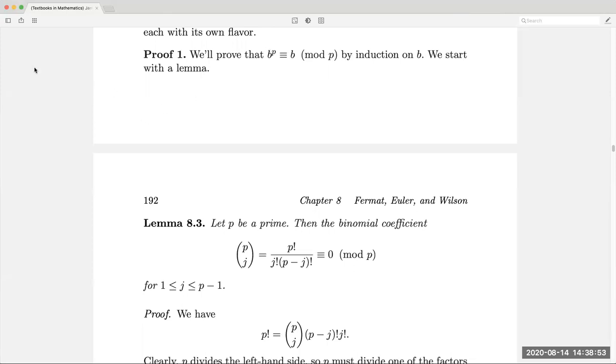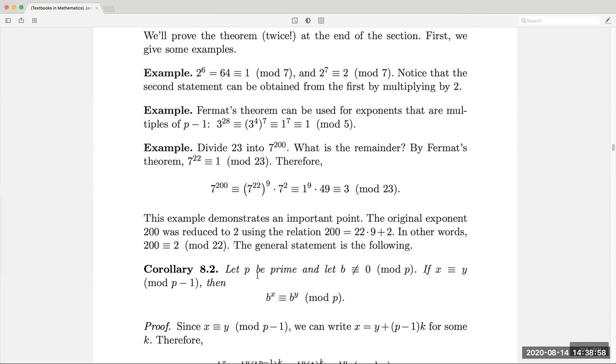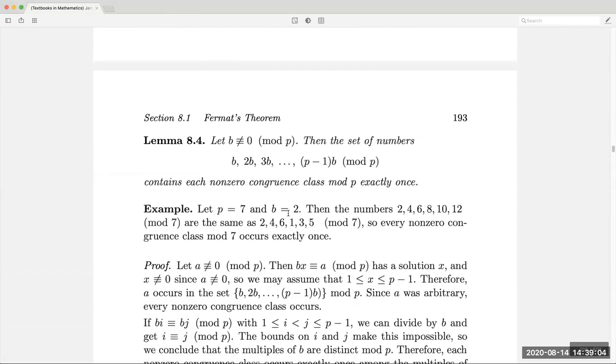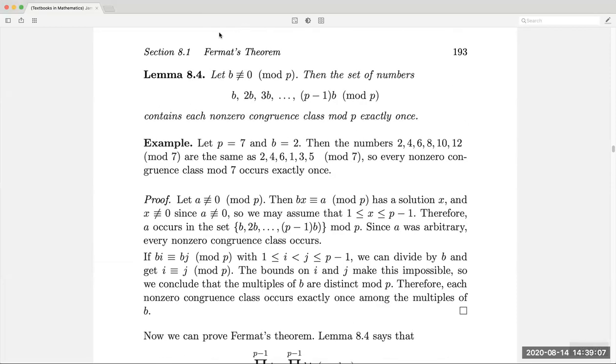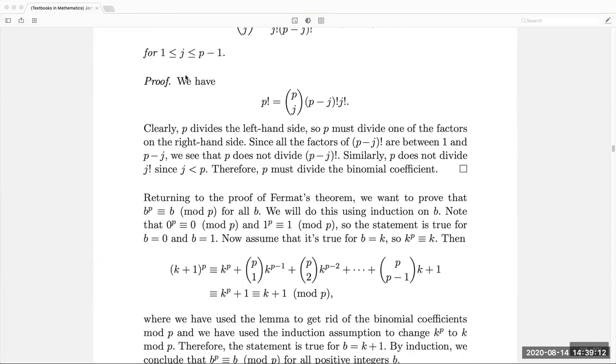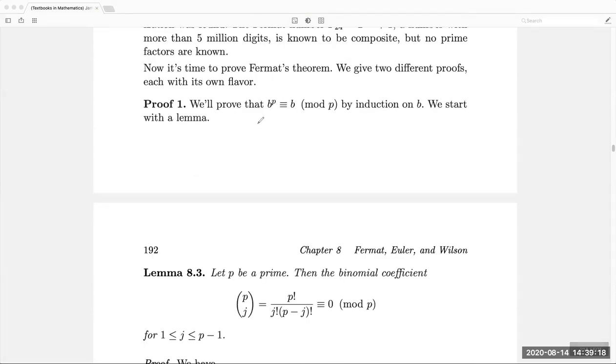Now what is stated in the theorem looks like this. b to the power p minus b is 0, if you take the remainder. So we can rewrite the theorem like this: b to the power p minus b is divisible by p. I think it's not difficult to understand. These two are equivalent to each other.